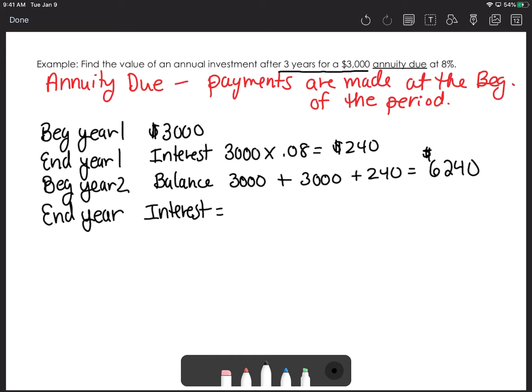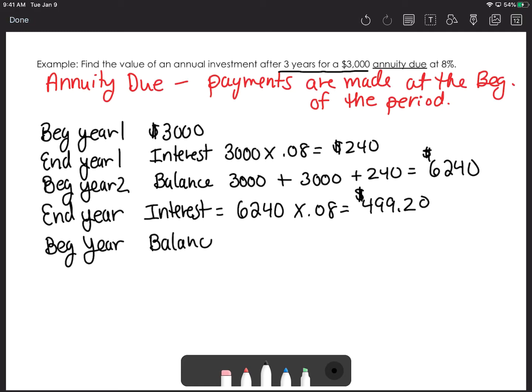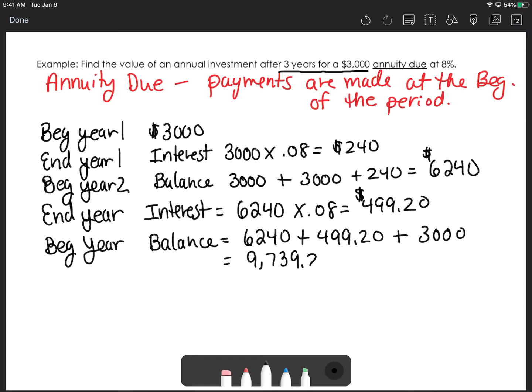So to find the interest, we're going to take our previous balance, which is $6,240, and multiply by 0.08. When we do that, we get $499.20. So then at the beginning of year 3, we have our previous balance, which was $6,240, plus the interest we earned, plus the next payment that we make at the beginning of every year, which would give us a new balance of $9,739.20.